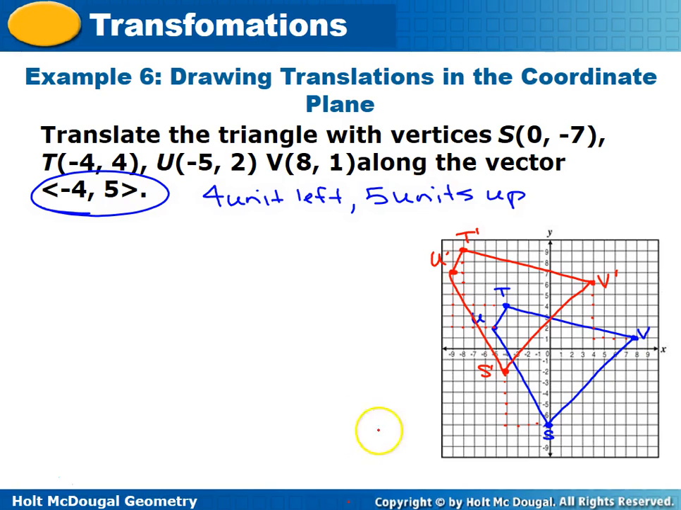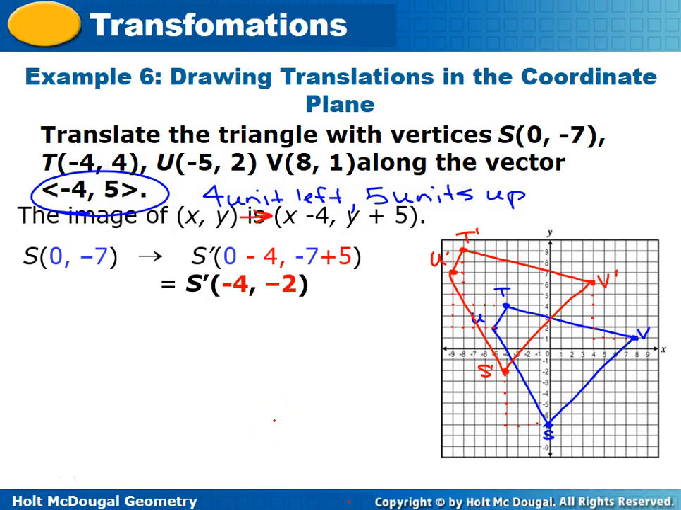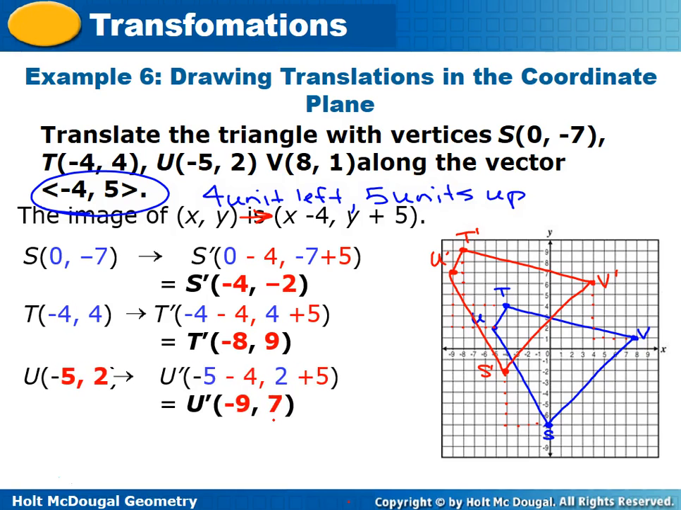Now what are we going to do here? We're going to write our rule. That's our rule. Again, remember that we're subtracting 4 from the x and we're adding 5. So all of these numbers, that's what we're going to do. Going to subtract 4 from the 0 and add 5 to the -7. Going to subtract 4 from -4. We're going to add 5 to the 4. We're going to subtract 4 from the -5. Going to add 5 to the 2. We're going to subtract 4 from the 8, and we're going to add 5 to the 1. So these points, if you go back and look at them, they are the points that we have drawn by doing it point by point.